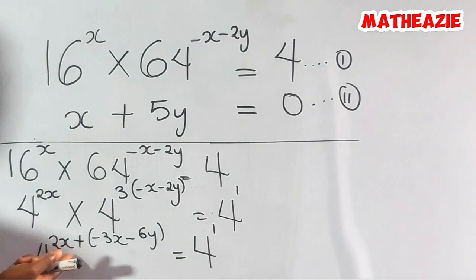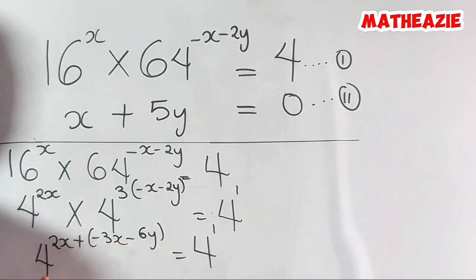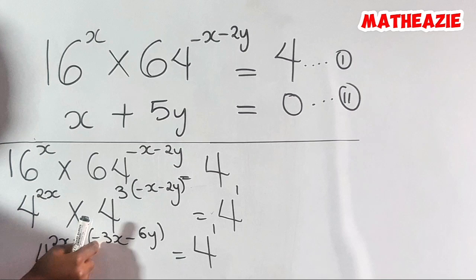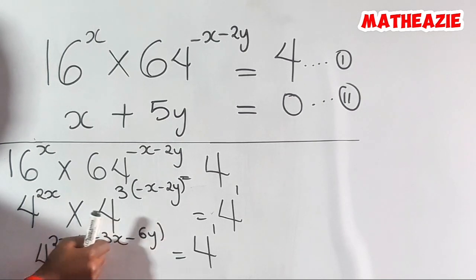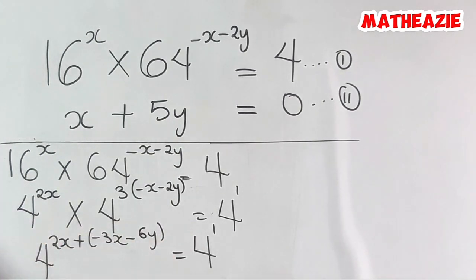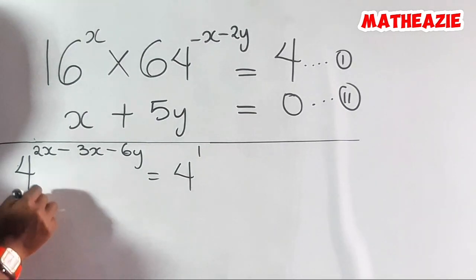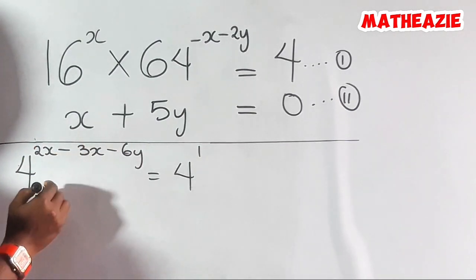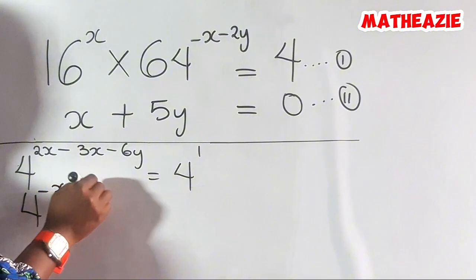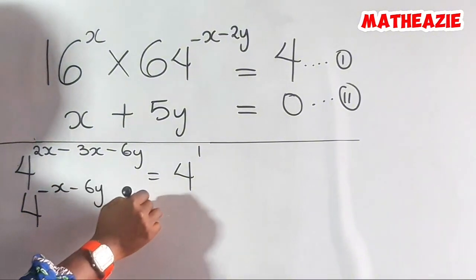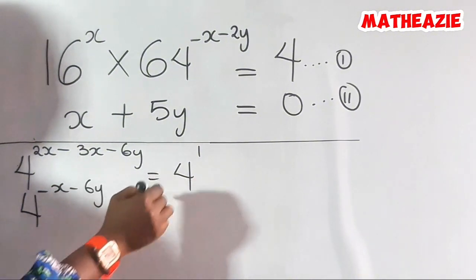Now that we have this, we are going to expand this power. So plus times minus will give us minus 3x. And then plus times minus 6y will give us minus 6y. Now let's group the like terms. We have 4 raised to the power of 2x minus 3x, which will give minus x, minus 6y equals 4 raised to the power of 1.